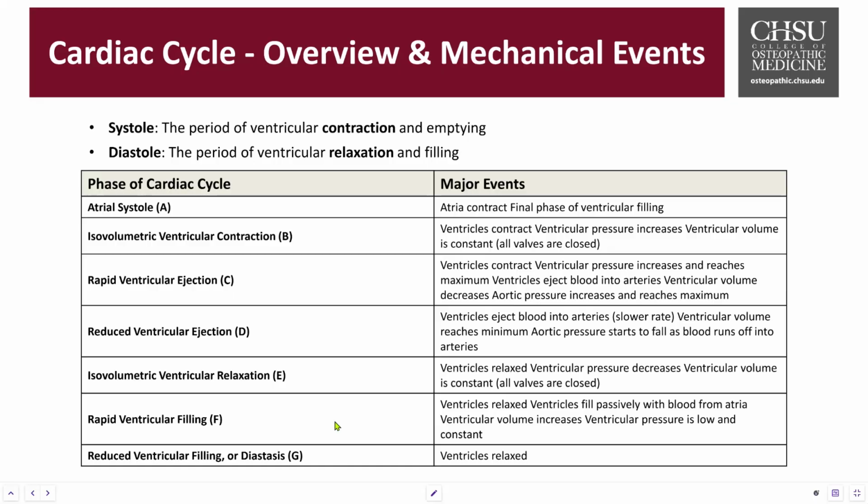Then that leads into letter F, rapid ventricular filling, where the ventricles are relaxed and fill passively with blood from the atria, and the ventricular volume slowly increases, but the pressure is still relatively low and constant. Then that leads into the final phase, letter G, which is the reduced ventricular filling, also known as diastasis, where the ventricles are relaxed and it shortly resets again. All right.